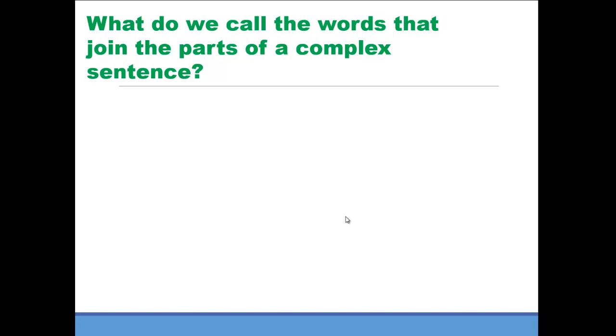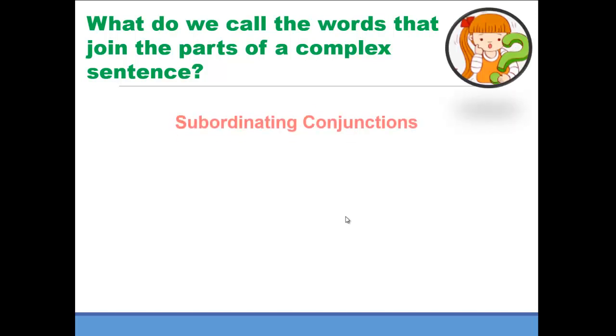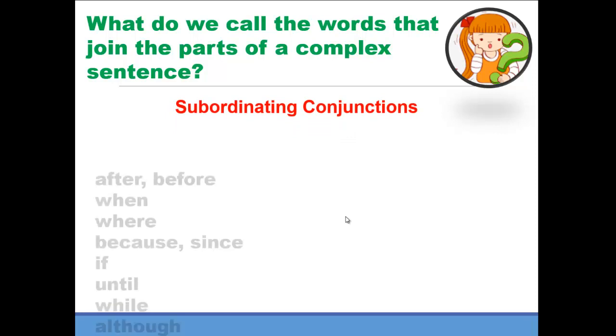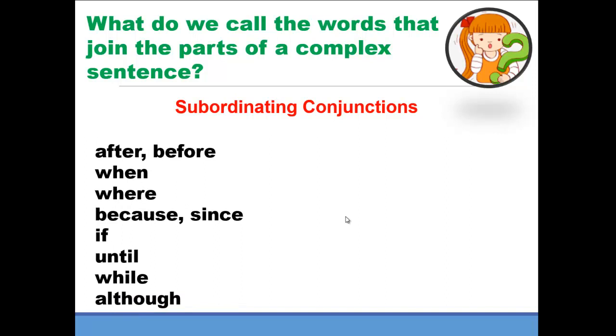What do we call the words that join the parts of a complex sentence? I call them subordinating conjunctions. What are the subordinating conjunctions? After, before, when, where, because, since, if, until, while, and although. These are the most common subordinating conjunctions.